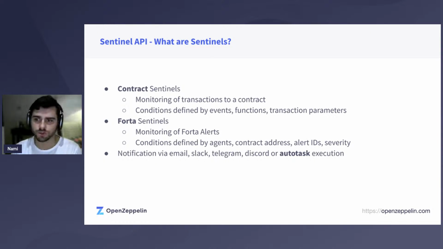These notifications can be sent over a number of channels, such as Slack, email, Telegram, Discord. We have a few more, I believe. But more importantly, we can also execute an Autotask automatically once a notification is triggered.